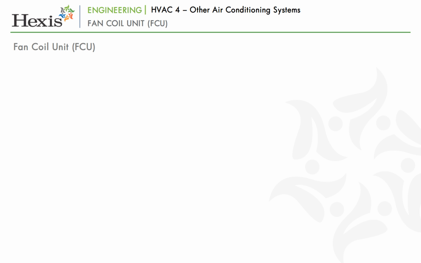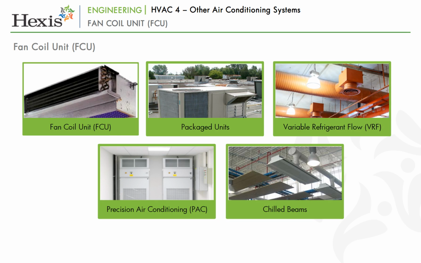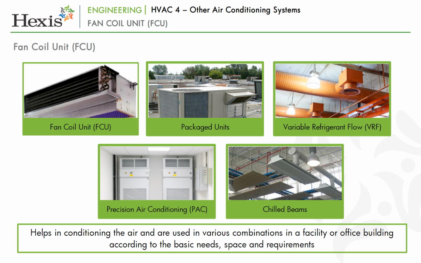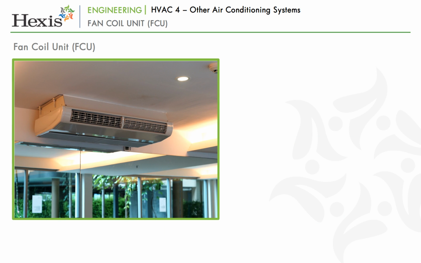In the previous 3 modules of HVAC, we covered central air conditioning, heating and ventilation main topics and equipment. In this module, we will cover all other units that are also very helpful and efficient in conditioning the air and that can be used in various combinations in a facility or office building according to the basic needs, space and requirements and therefore cannot be overlooked. Let us begin with fan coil units, FCUs, and see why are they so important to us.